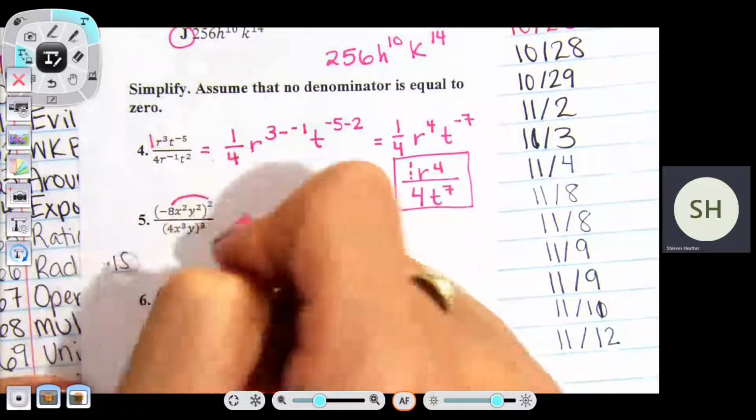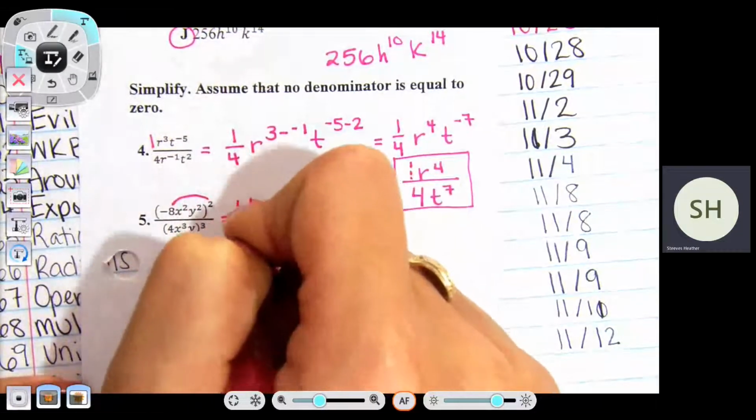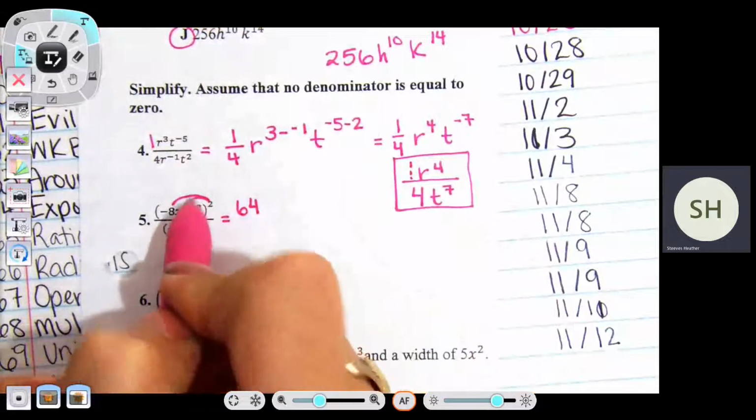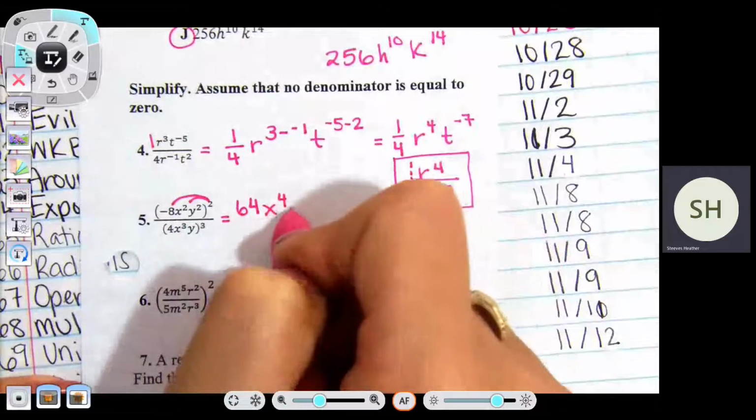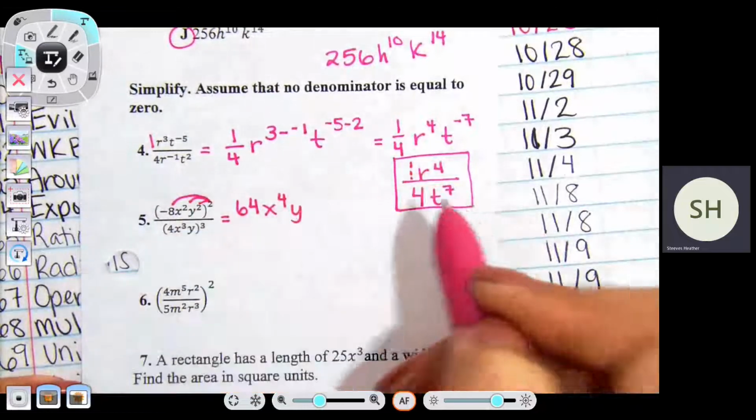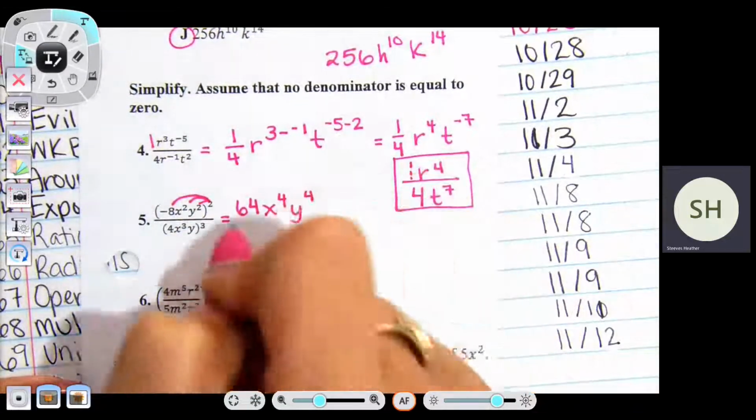-8 to the power of 2 is 64. Then I have x to the power of 2 getting a power of 2, so that makes x to the 4th because I multiply it. Same thing with y. Power of 2 already has a power of 2, so that makes it 4.